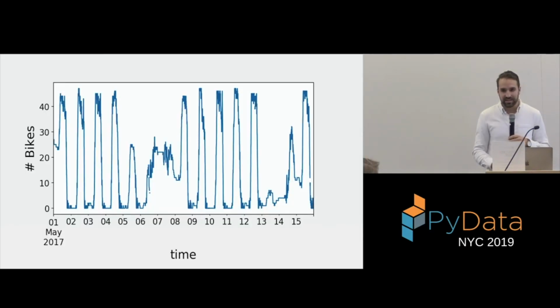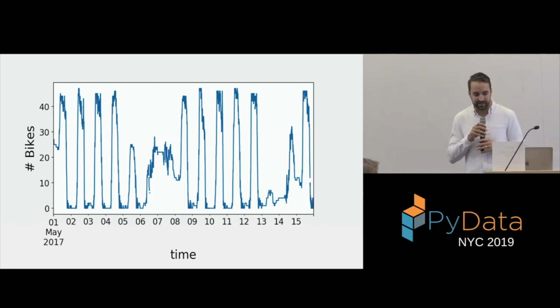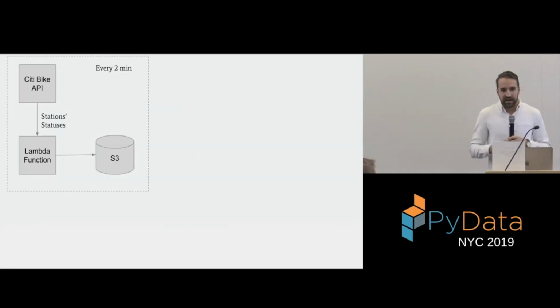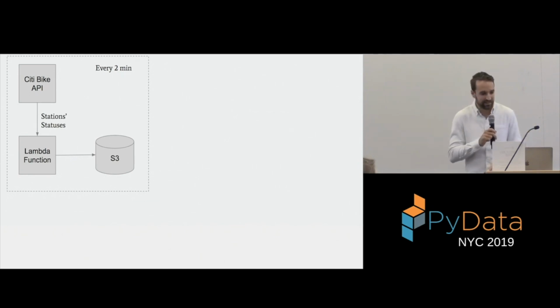I mentioned how I collect this time series of city bike data. It's been collecting since like 2016. I think I have like 500 million rows of data or something like that. The way this works is I have a little Lambda function on Amazon that pings the city bike API every 2 minutes. It grabs how many bikes are at every station in the city right now, and it writes that data to S3.